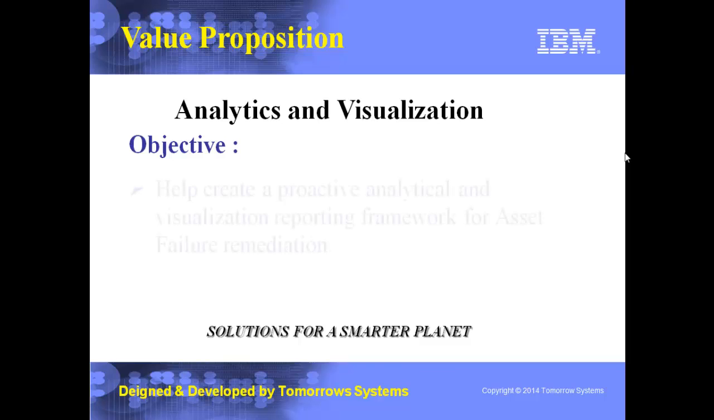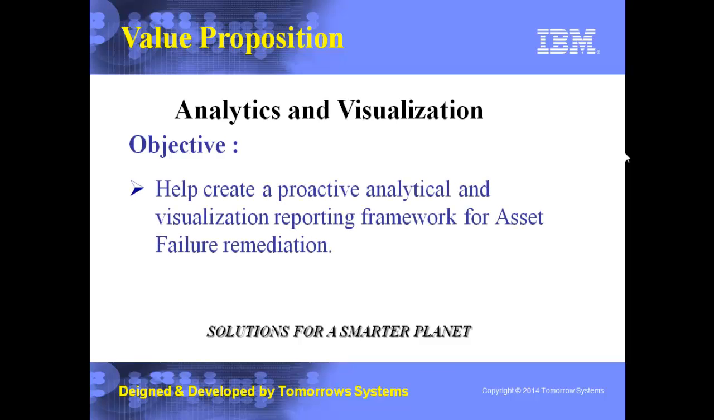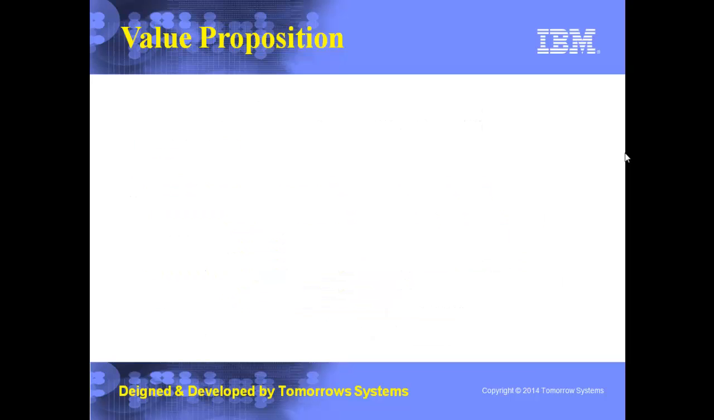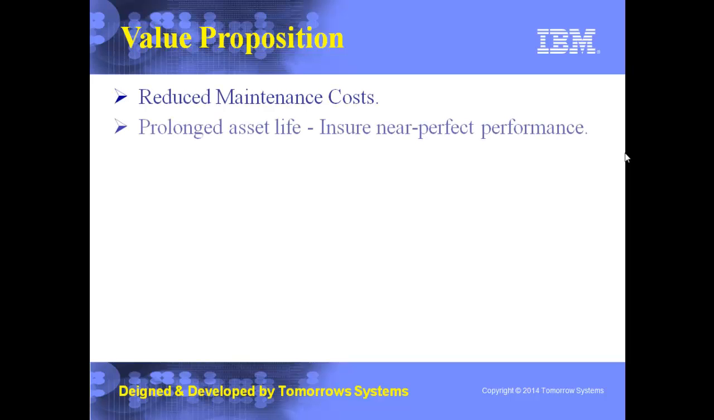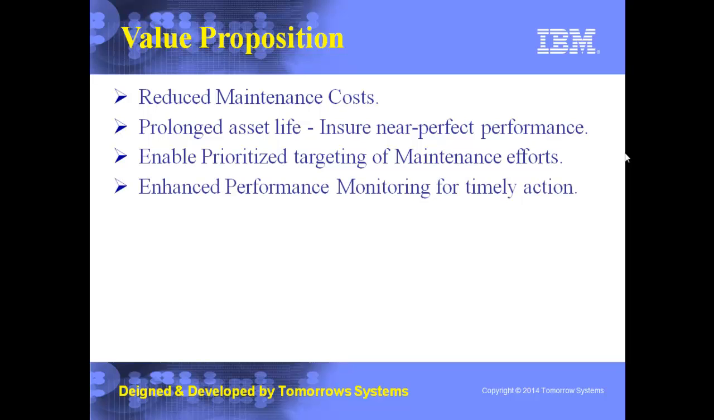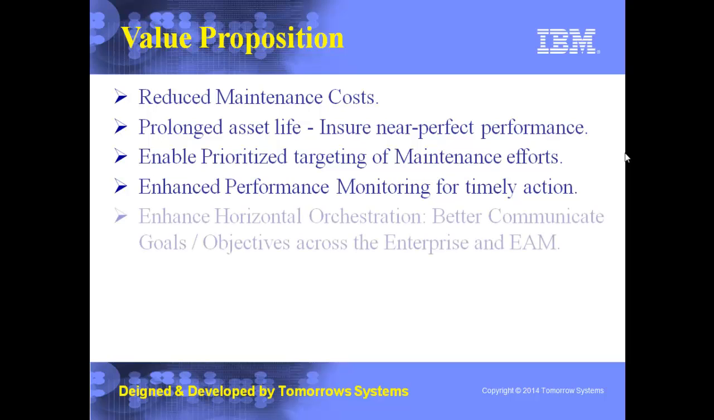Our objectives are to help create a proactive analytical and visualization reporting framework for asset failure remediation, accelerate adoption of analytics-driven asset reliability and maintenance, reduce maintenance cost, prolong asset life and ensure near perfect performance, enable prioritized targeting of maintenance effort, enhance performance monitoring for timely action, and enhance horizontal orchestration, better communicating goals and objectives across the enterprise and EAM.